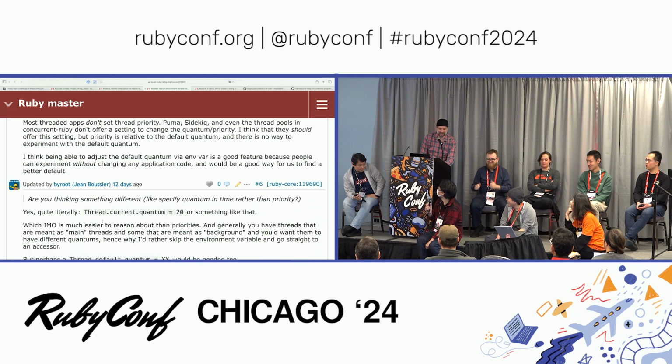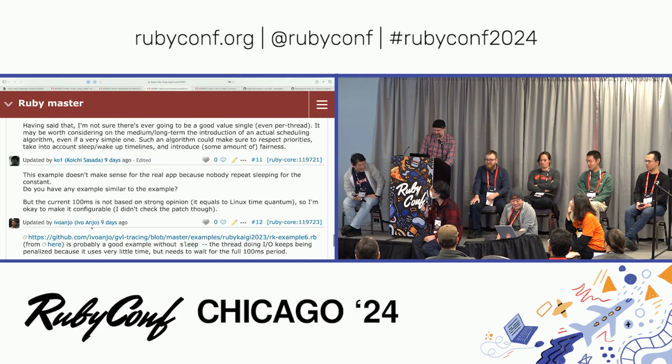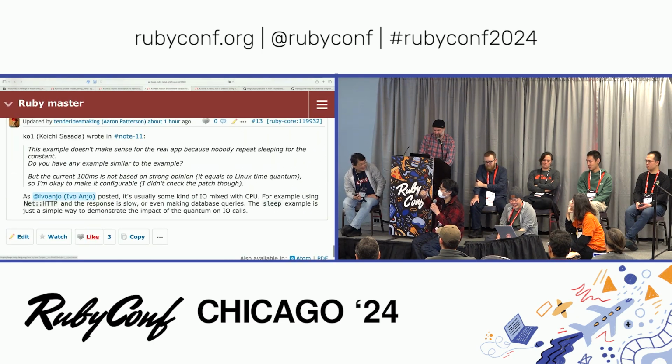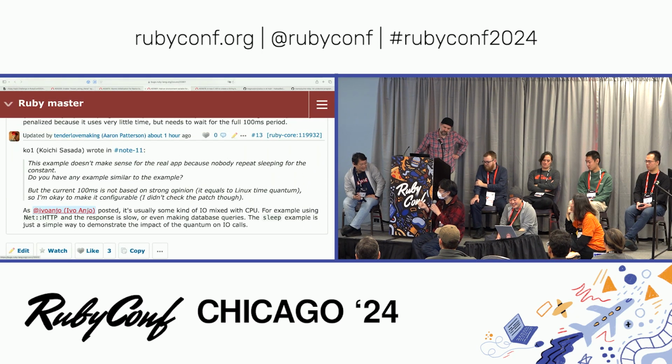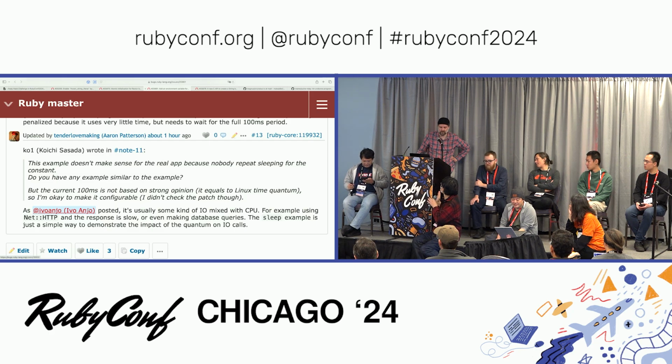So we can merge this. So we have the current 100 millisecond time quantum, and no one has a strong opinion. So there is no strong reason to determine this number. So maybe nobody is against introducing this environment variable, I think.